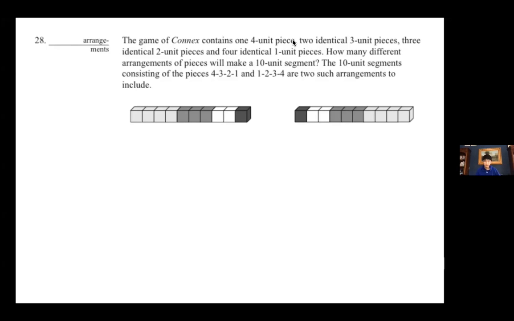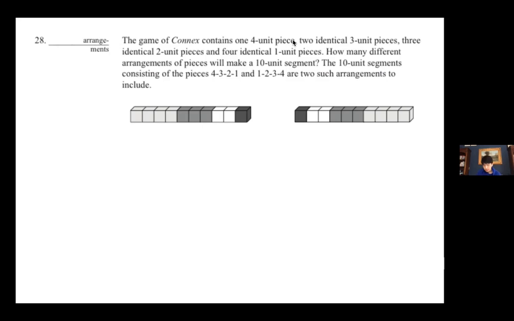All right, so nobody solved this one on the homework, and I don't blame y'all because this problem is very not nice, but it's still doable as long as you're organized about it. The game of Connex contains one 4-unit piece, two identical 3-unit pieces, three identical 2-unit pieces, and four identical 1-unit pieces. How many different arrangements of pieces will make a 10-unit segment?